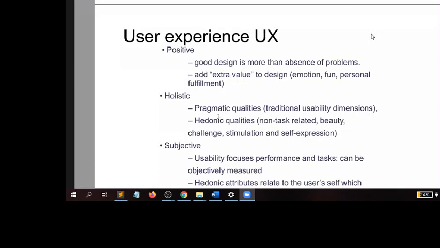Holistic, that means pragmatic qualities, that is traditional usability dimensions, and hedonic qualities, non-task related beauty, challenge, stimulation, and self-expression. Now, hedonic qualities are very important. For instance, if you are looking at a system which is likely to be used by the female gender, this is very important. Hedonic here looks more at things which are attractive, things which look beautiful, things which are more stimulating, in terms of being able to express myself and being appreciative. Those are the kind of things that a system which looks good has.